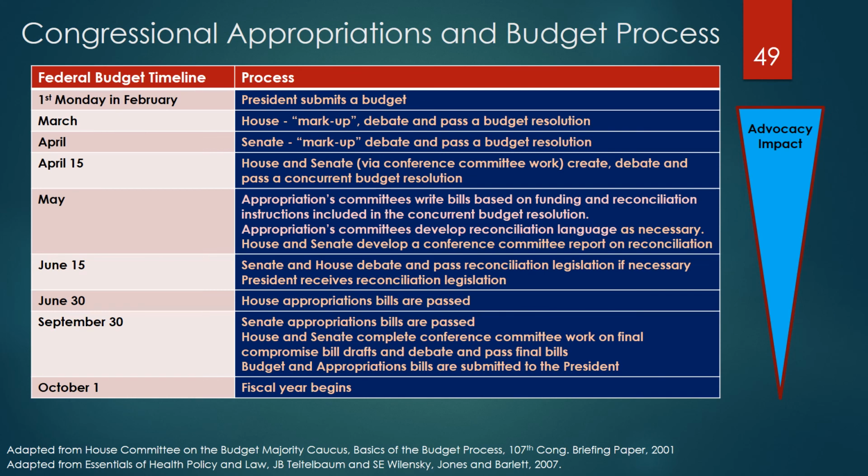This slide lists the federal budget timelines for the Congressional Appropriations and Budget process. Even though there are opportunities to advocate throughout the whole appropriations and budget process, influence in the earlier stages may have the greatest impact.